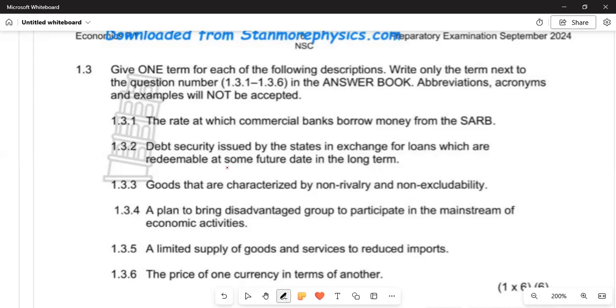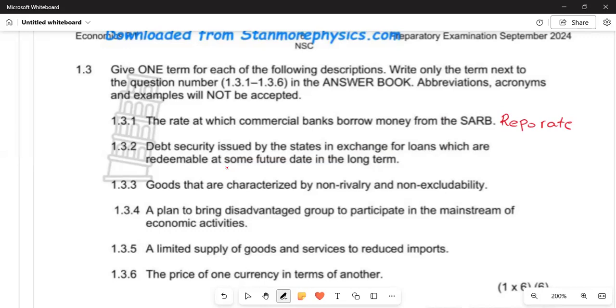The rate at which commercial banks borrow money from the SARB is called what? It's called the repo rate. So that is the rate at which commercial banks borrow money from the SARB.